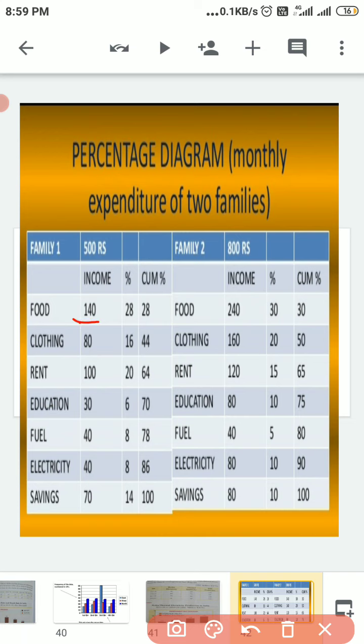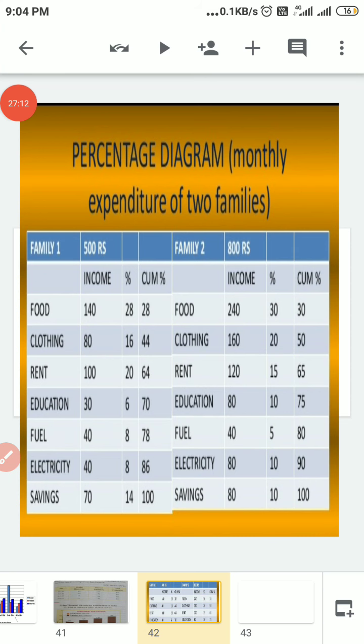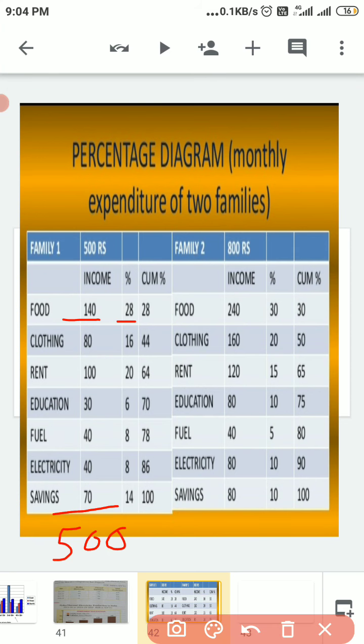income 140, then its percentage is 28. So how will you calculate the percentage? You will add the data of this column, then we have to divide a single figure by its total. So we will total the column. Total of the column is equal to 500. Then we have to calculate its percentage.